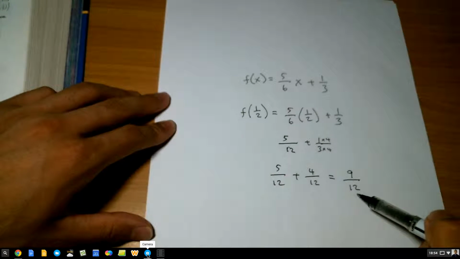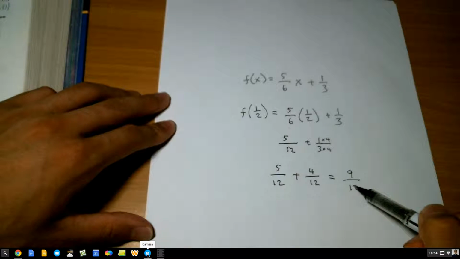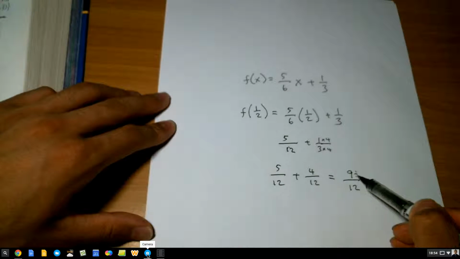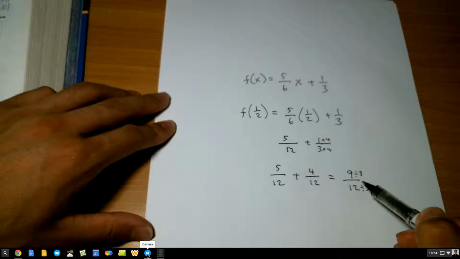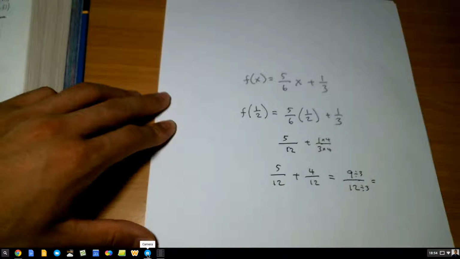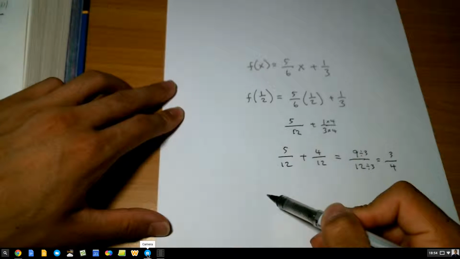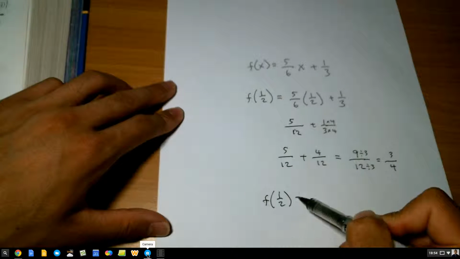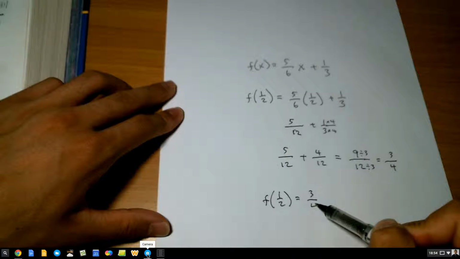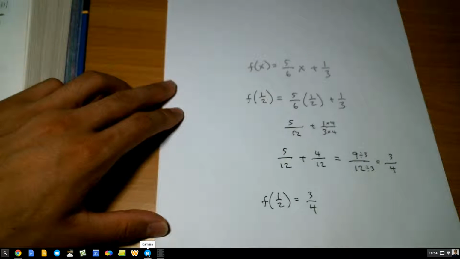So how do we simplify? What goes into 9 and what goes into 12? 3. So we can think of it as divide both the top and bottom by 3. And what do we get? We get 3 over 4. So f of 1/2 is equal to 3 over 4. Okay?